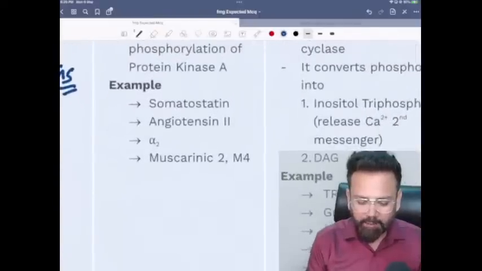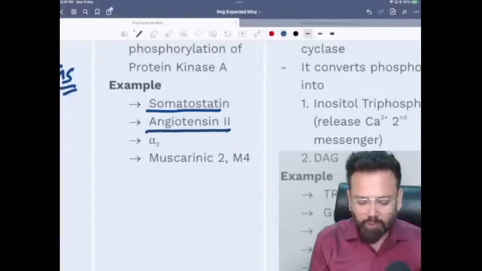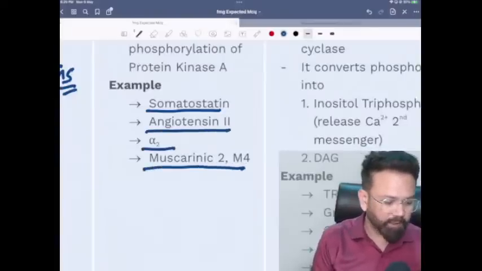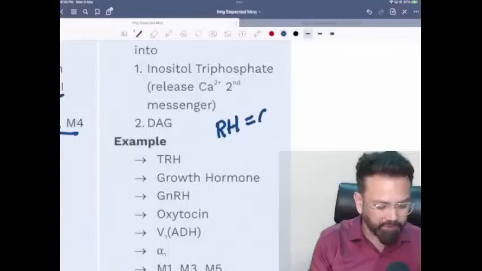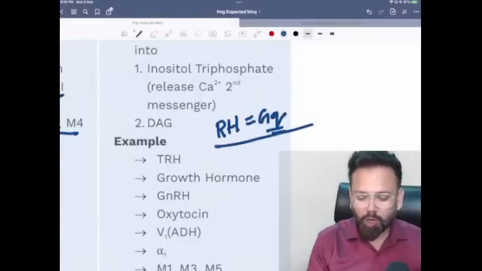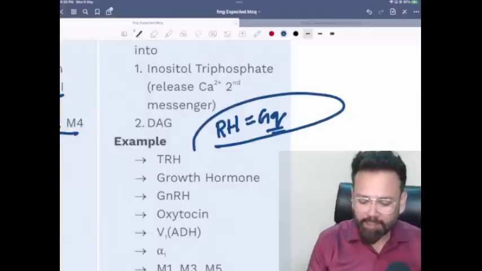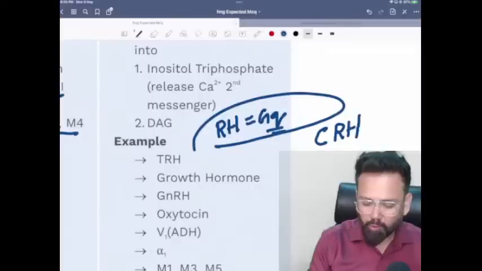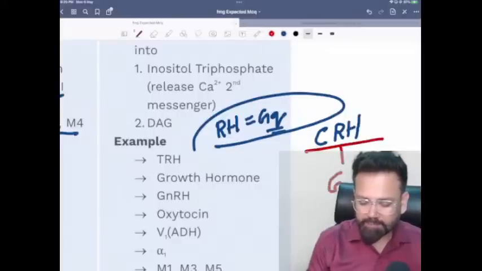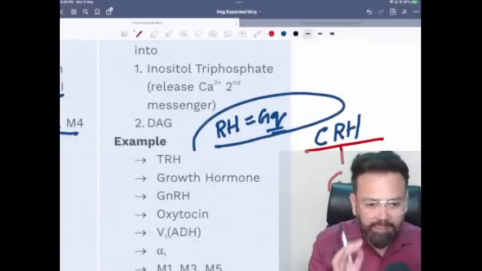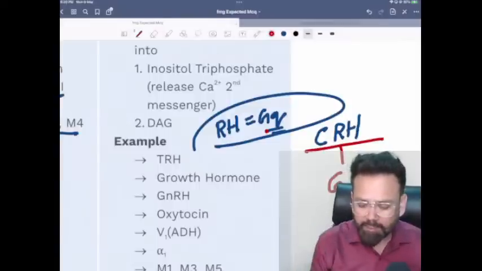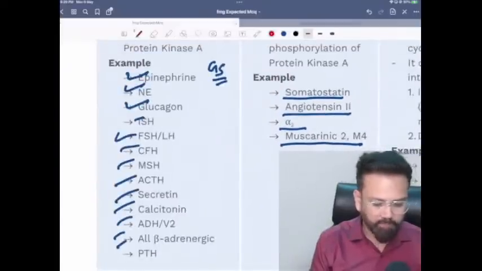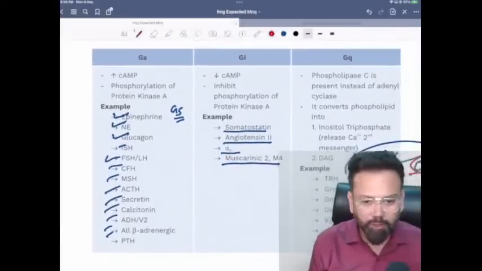And GI: somatostatin, angiotensin 2, alpha 2, muscarinic 2 and muscarinic 4, these are GI. And all releasing hormones are examples of GQ, except corticotropin releasing hormone, which is an example of GS. See, whenever they ask you about releasing hormone, the answer is always GQ, like TRH. Whatever the releasing hormone, only corticotropin releasing hormone is an example of GS. Okay, this PDF I will share in the DocTutorial Telegram group.